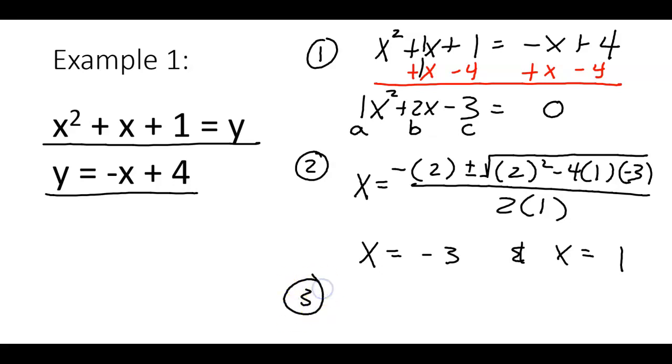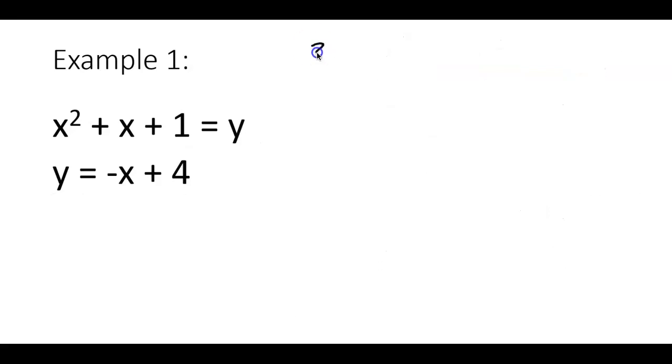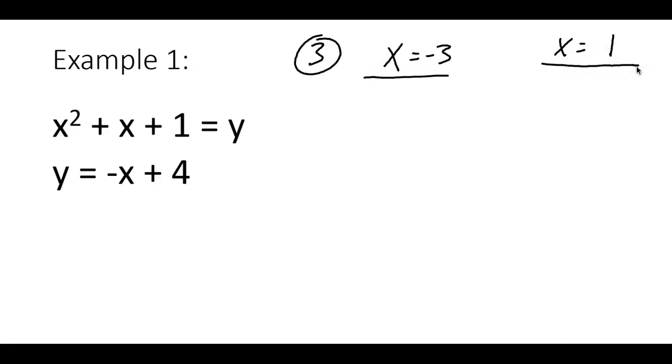The next step is we need to find the y values. I'm out of space here, so I've got to write here. But the next step is to find the y values. We have two x values, x equals -3 and x equals 1. For each one of those, we need to find the y value that goes with that.